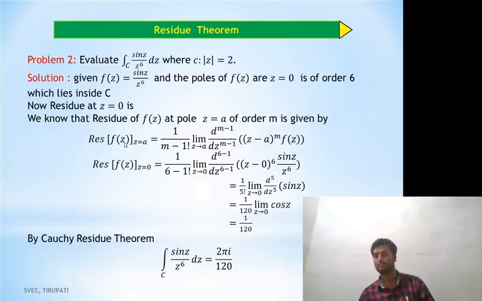Now find the residue. The formula is 1 by m minus 1 factorial, here 5 factorial, that means you have to differentiate sin z 5 times. First, d by dz of sin z is cos z.